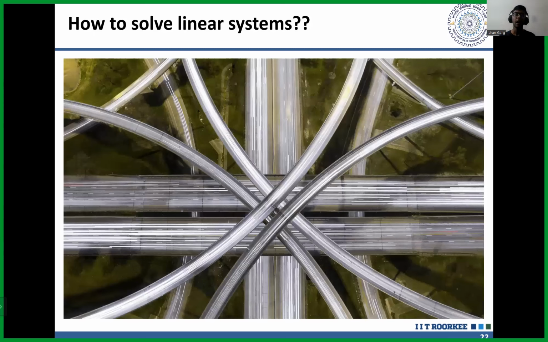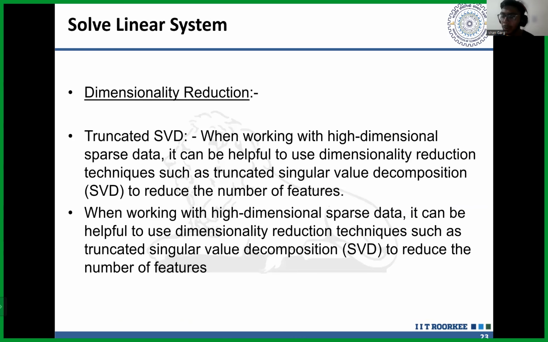Now the question: how to solve linear systems? By now we have seen how to solve the problems of space complexity as well as time complexity. But our main question in linear algebra is how to solve a linear system. How can we solve that image problem that we had? Let's have a look. I will show you four different methods as well as the related code for them. So the first is dimensionality reduction.